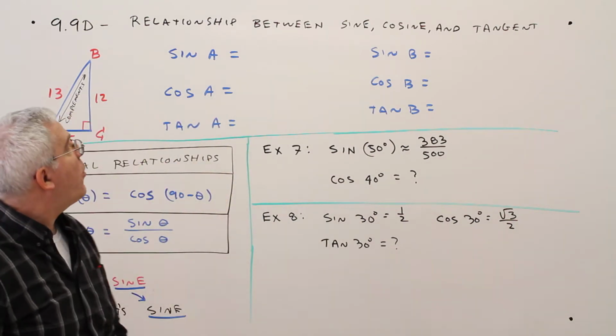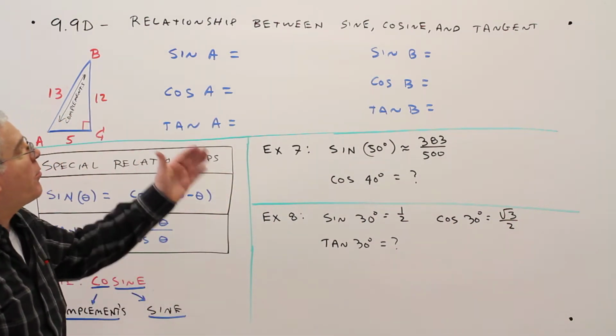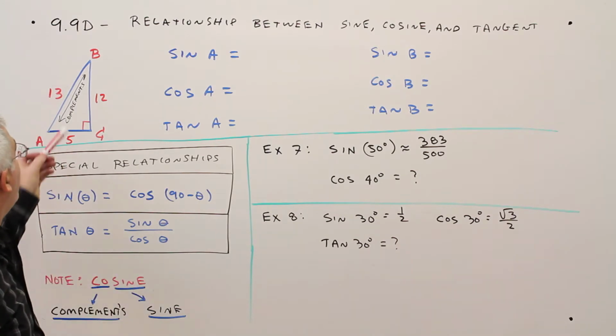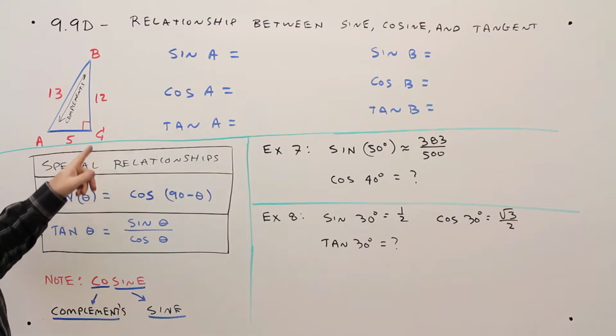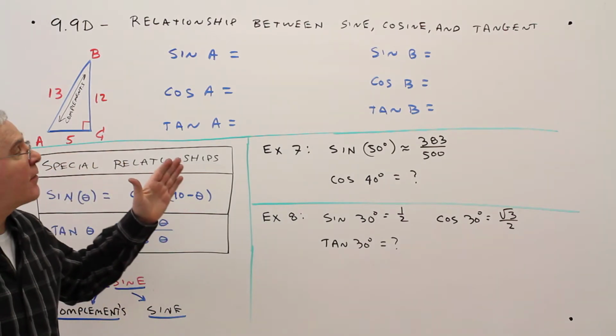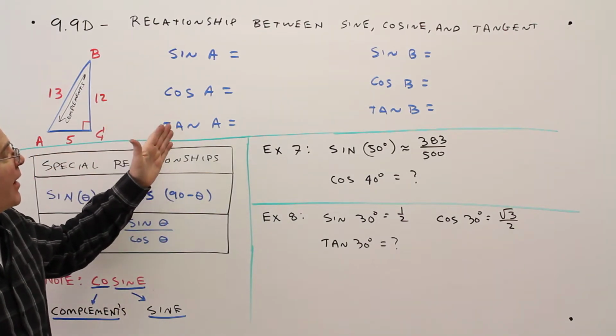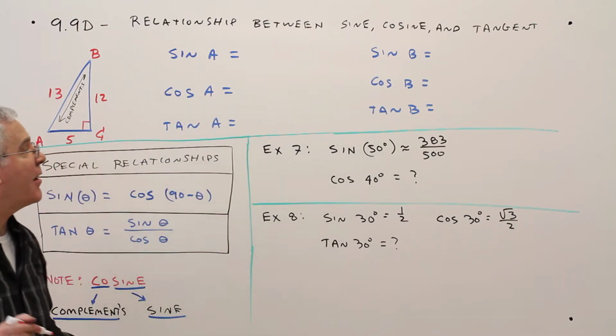Welcome to video 9.9D, relationships between sine, cosine, and tangent. All right, I've got a little drawing here, a triangle ABC, sides 5, 12, and 13. Let's compute the sine of A, cosine of A, tangent of A, sine B, cosine B, tangent of B.